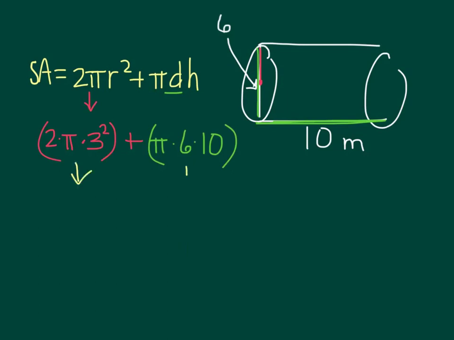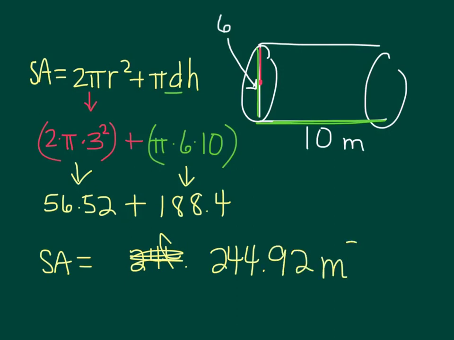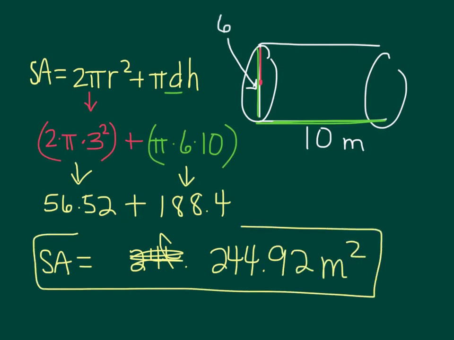Okay, so I'm going to type in 2 times 3.14 for pi times 3 times 3, and I get 56.52. Plus, over here, I'm going to do pi, 3.14, times 6 times 10, which is 188.4. Okay, now I just need to add those together. And my final surface area is 244.92. Oops, I'll rewrite that. 244.92 meters squared. There's your surface area.